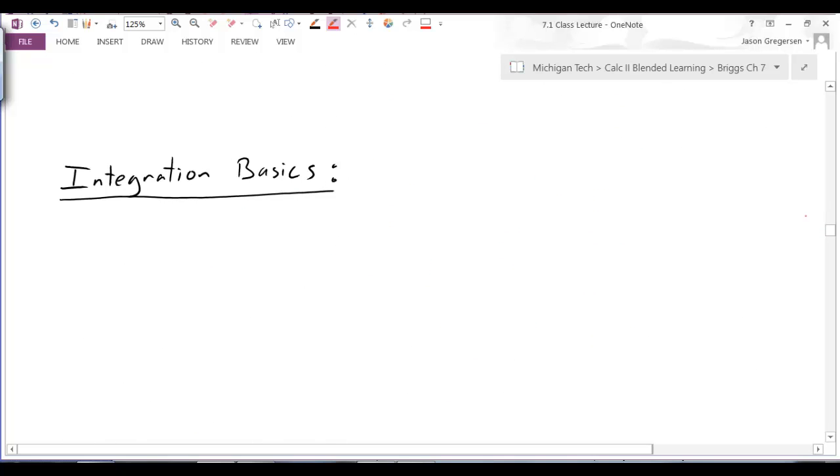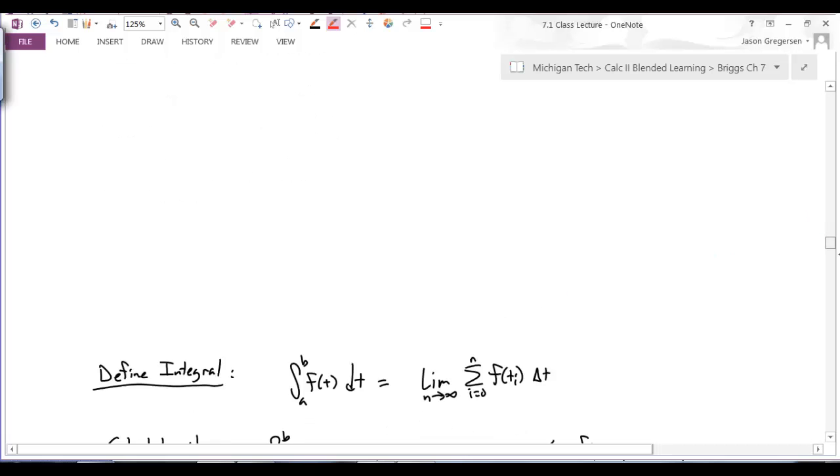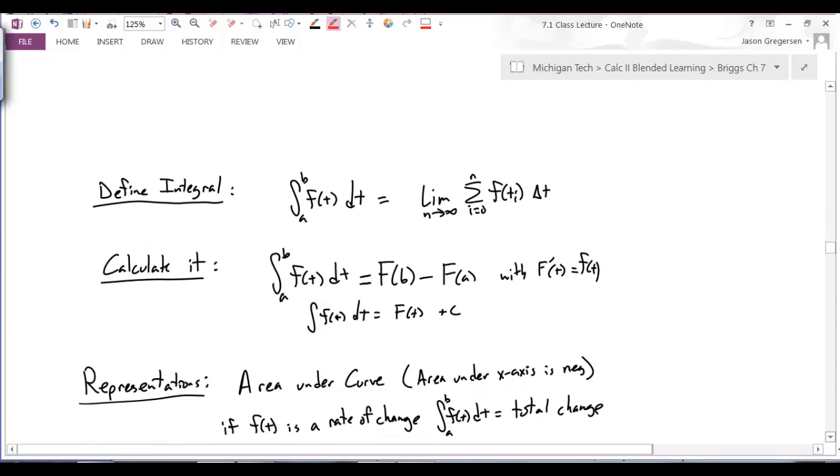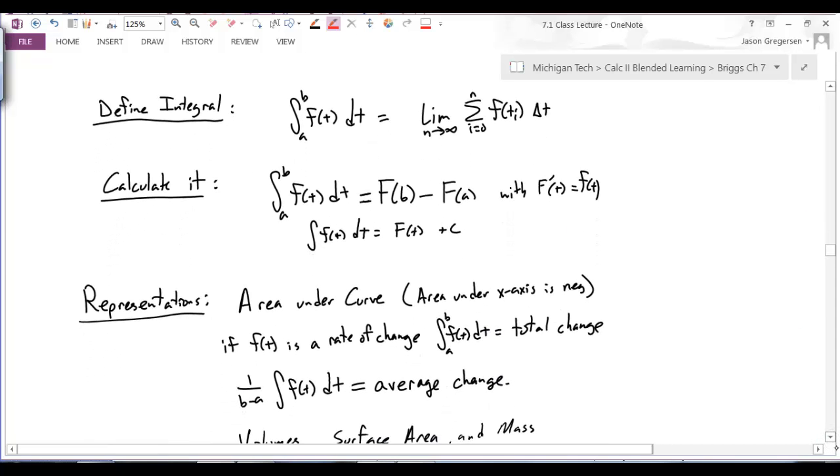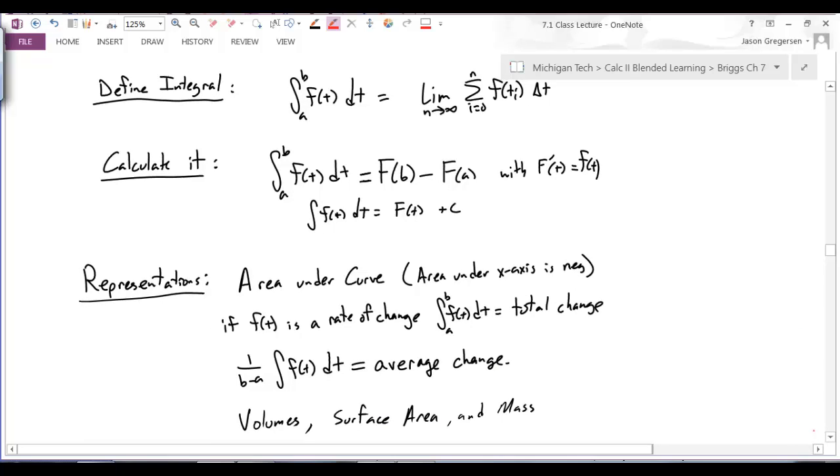So now we're going to get into integration basics. So this is 7.1. It goes through the basic integration processes as a refresher. So we'll start with a little bit of a refresher here. Just the stuff that we reviewed at the beginning of the course.